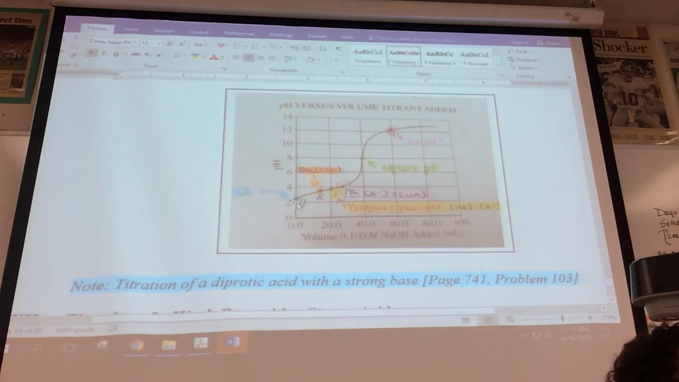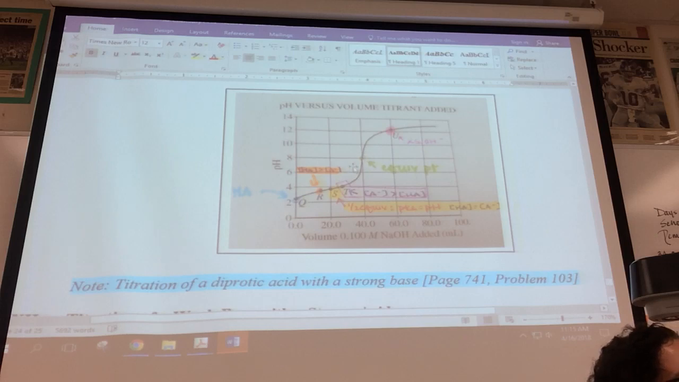Here's a weak acid being titrated with a strong base. You're starting at a pH of about 2 and change. Here's where you have that weak acid. You haven't added any base yet, so you don't have any conjugate base because you haven't added any strong base.